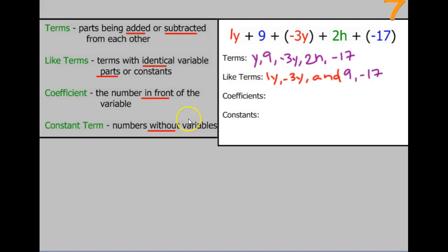Just no other h's. Our coefficients over here, the number in front of the variable. So in front of this variable here, there's a 1. There's no variable here. In front of our letter here, it's a negative 3. In front of our letter here, it's a 2. And there's no letter there. So last, our constants, the numbers without variables, just the regular old numbers, 9 and negative 17. Alright, I know it was a lot, but good luck, and show your work on your homework.